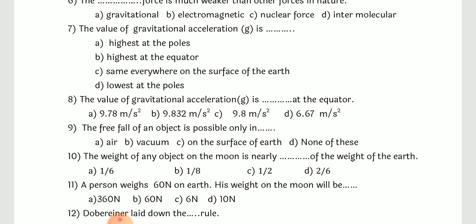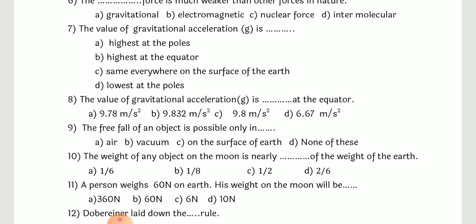Value of gravitational acceleration G is dash at the equator. It is 9.78 meter per second square. That is also option A. And 9.8 meter per second square it is at the pole.